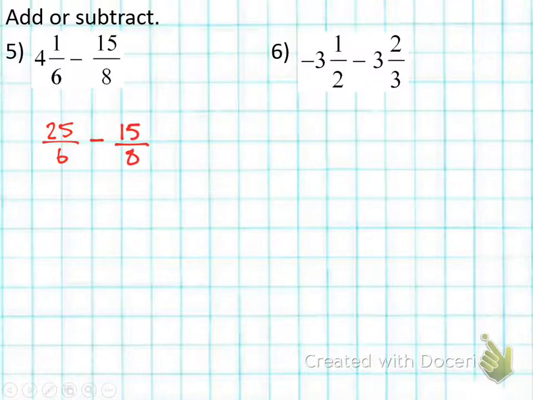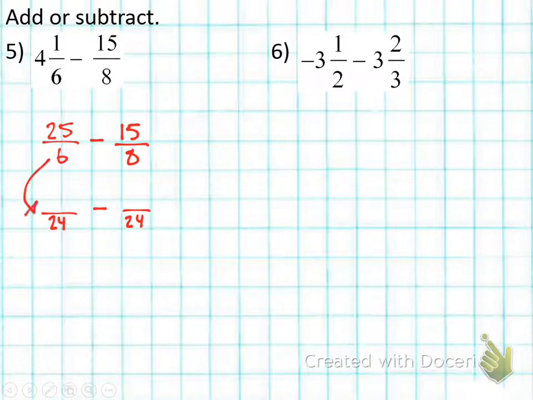Do we have the same denominator? Now, so what's a good denominator to use? What's a common denominator? 24. So we should make this one 24 and this one 24. Okay, so two new denominators. Let's not forget our sign in the middle.